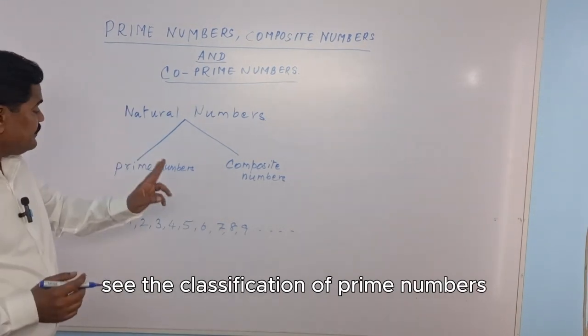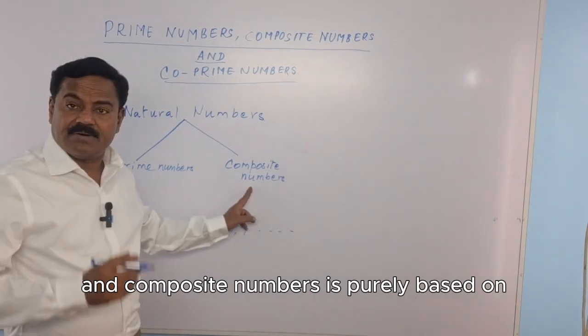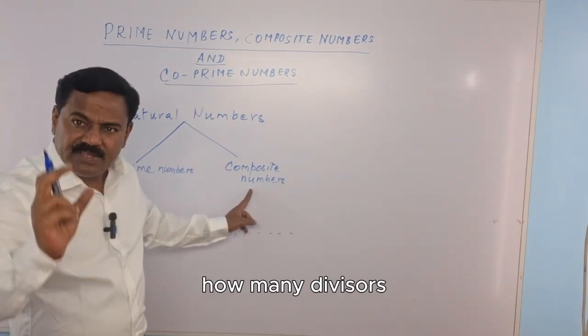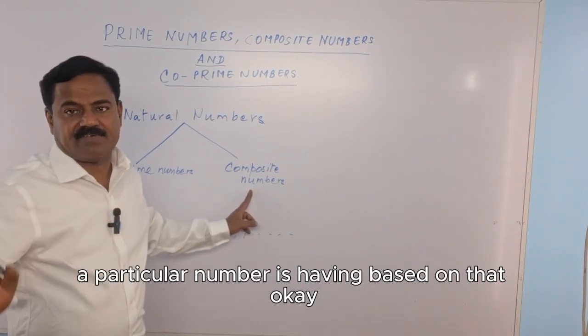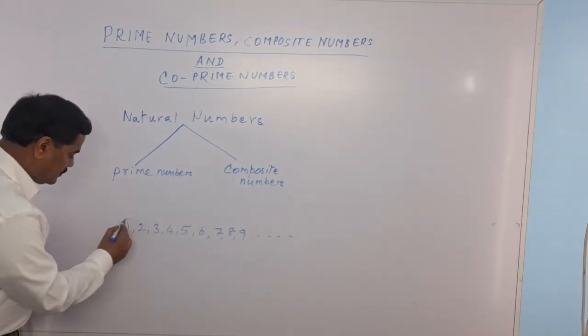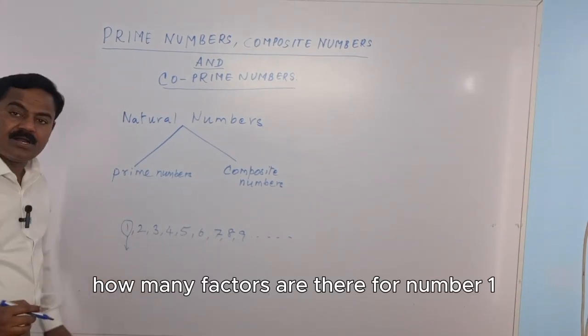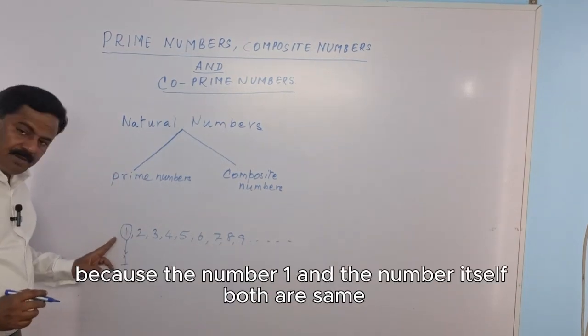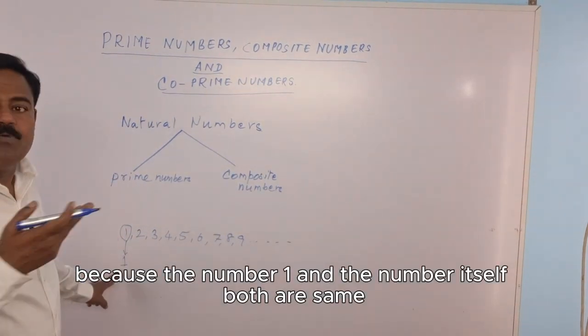Now let's start from number 1. The classification of prime numbers and composite numbers is purely based on how many factors or divisors a particular number has. Now you can see the number 1. How many factors are there for number 1? Only one factor, number 1, because the number 1 and the number itself are both the same.